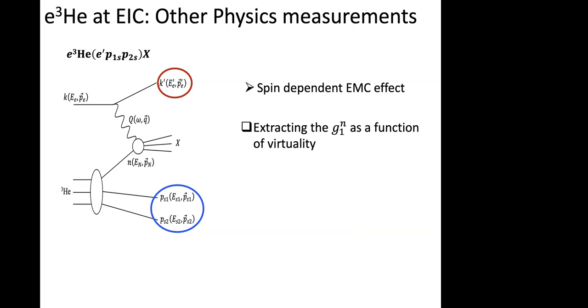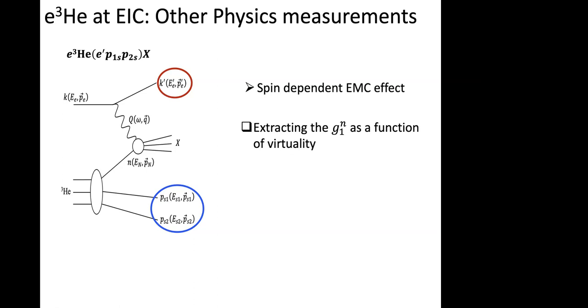As I mentioned before, if we can control the total momentum of the spectator proton in helium-3, that also means that we can control the initial momentum of the active nucleon, the neutron, in the interaction. By doing that, we can scan the initial momentum of the active neutron. It also means that we have a scan over a wide range of virtuality.